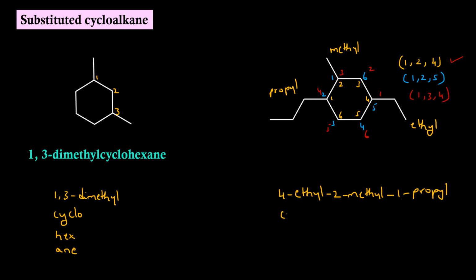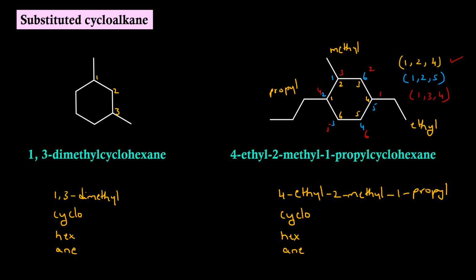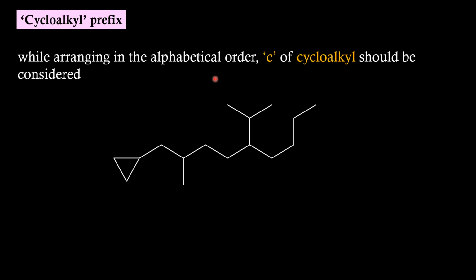Primary prefix will be cyclo. Root word is hex. Primary suffix is ane. So the name of the compound will be 4-ethyl, 2-methyl, 1-propyl cyclohexane. While arranging in alphabetical order, the C of the cycloalkyl prefix should be considered.